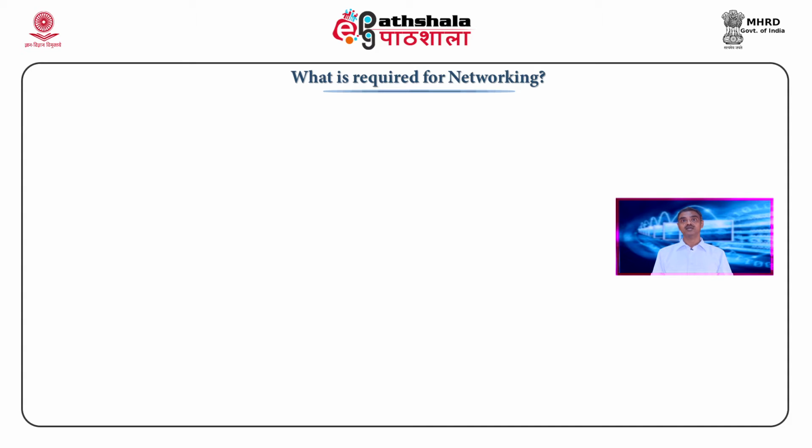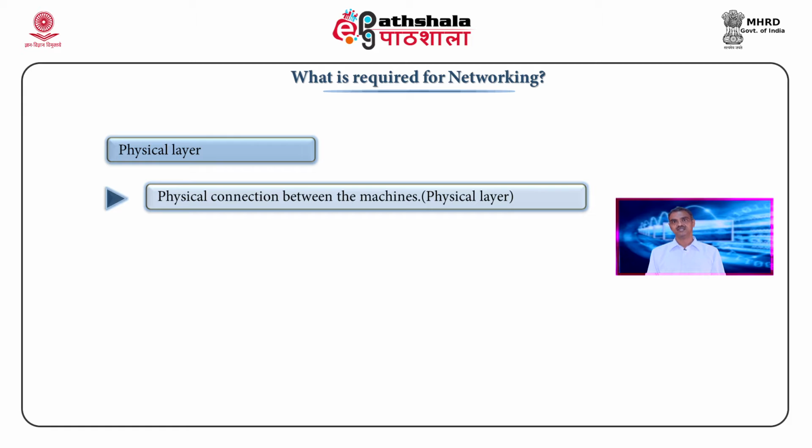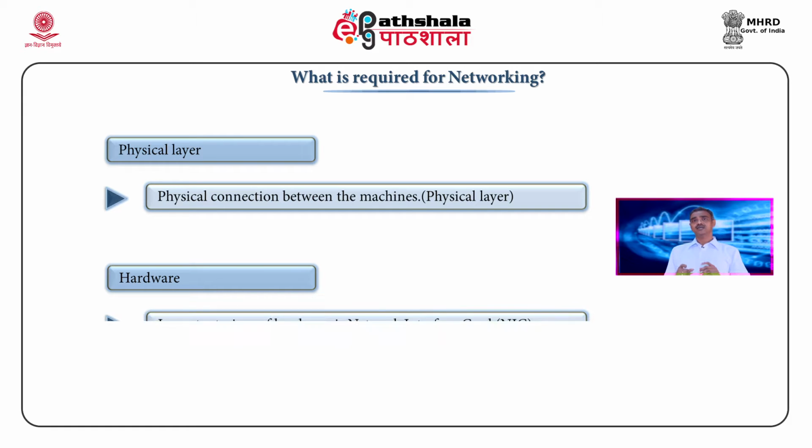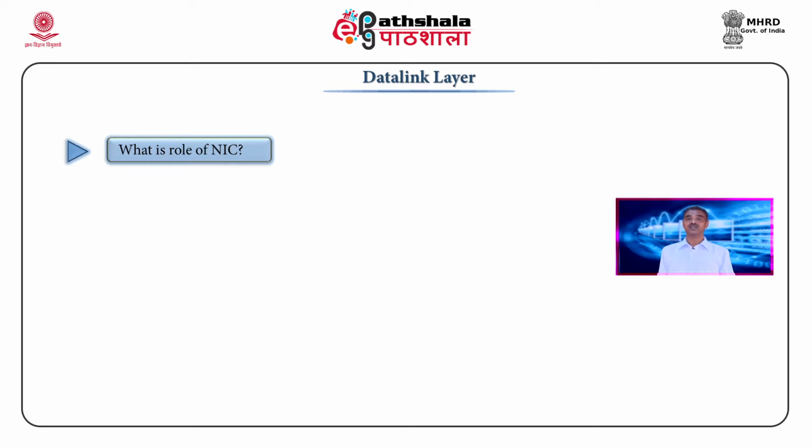So, first part will be to have a mechanism of having some kind of a physical connection between the machines. And for that, what is necessary? What is required to have that physical networking? We will need some hardware. So, the first layer to be achieved for networking would be a physical layer, which mainly consists of the hardware. One of the important parts of the hardware is the network interface card.